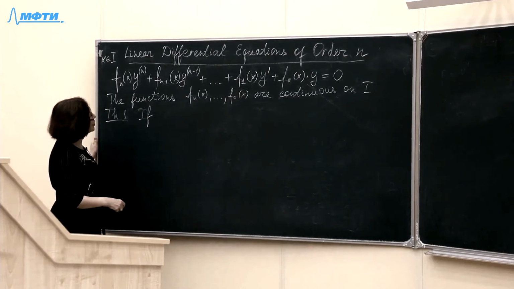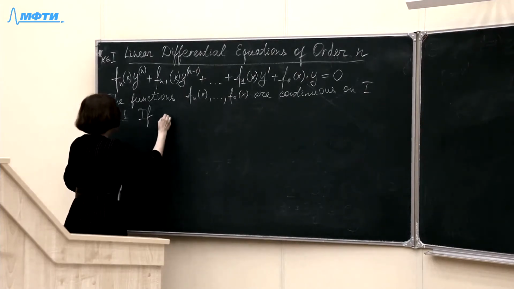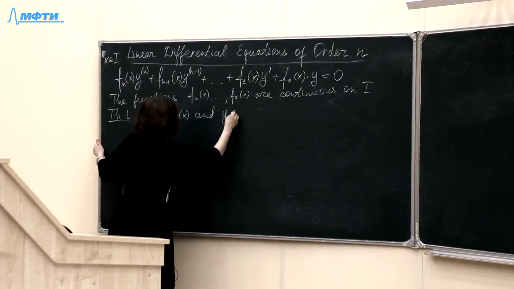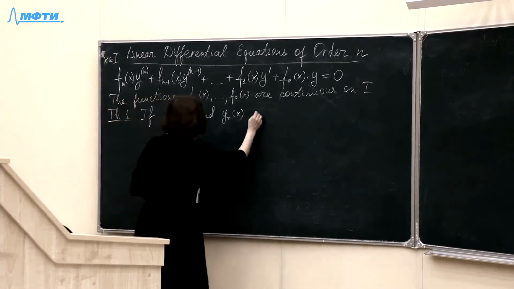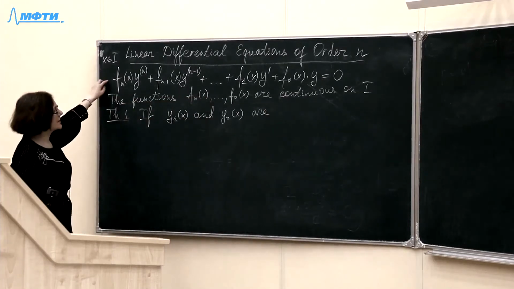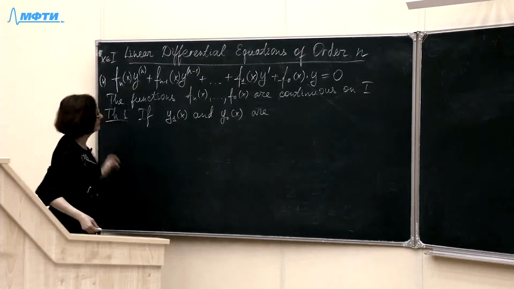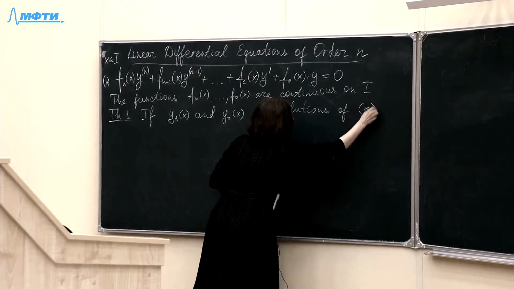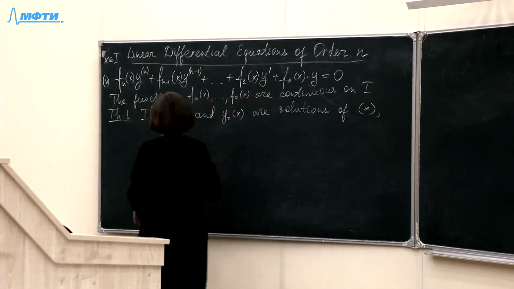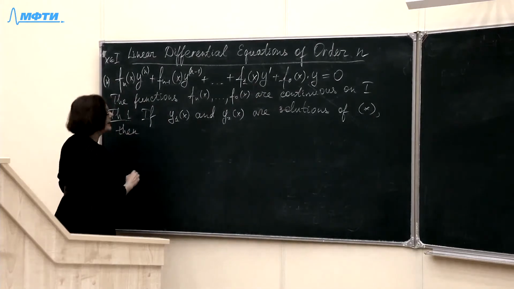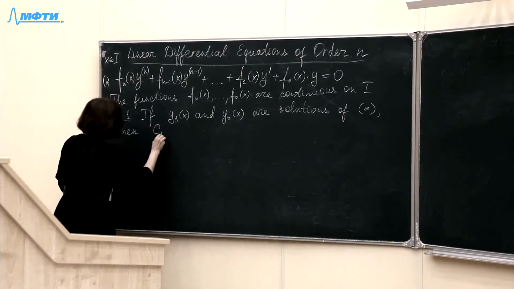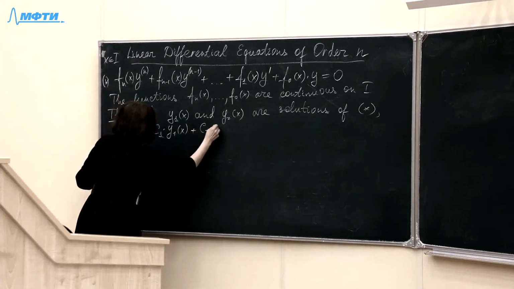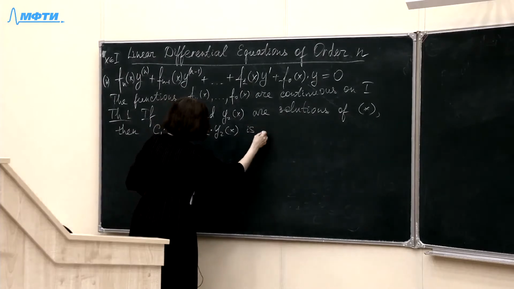And we will need the following theorem. If functions, let it be y1 of x and y2 of x, are solutions to this differential equation, then their linear combination, any linear combination with any constants, c1 times y1 of x plus c2 times y2 of x, is also a solution.